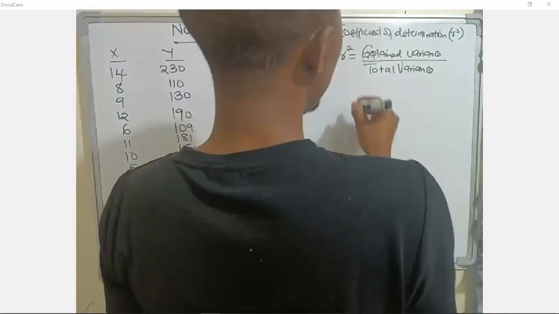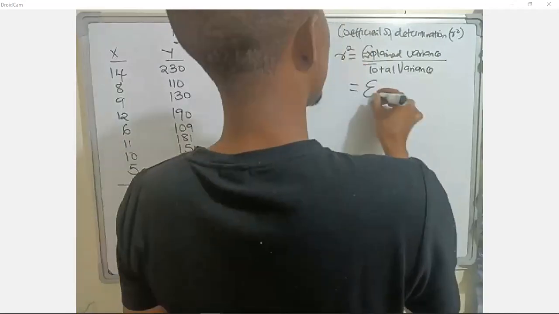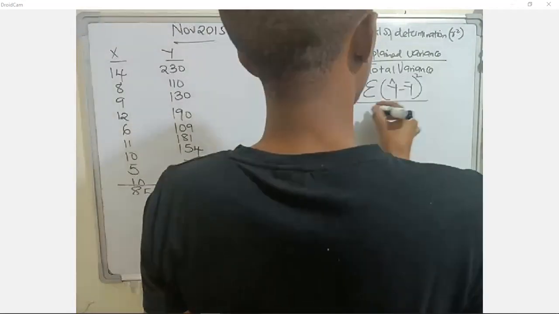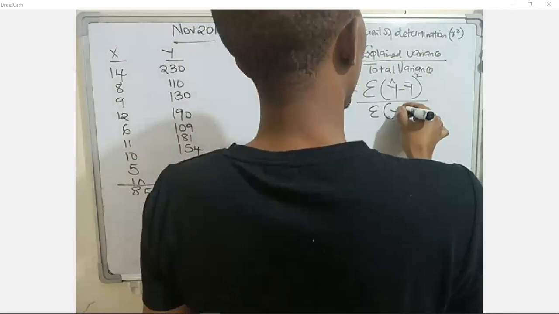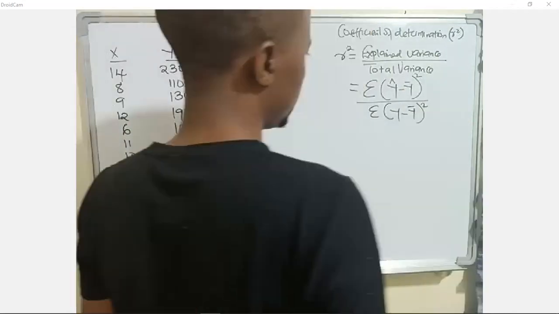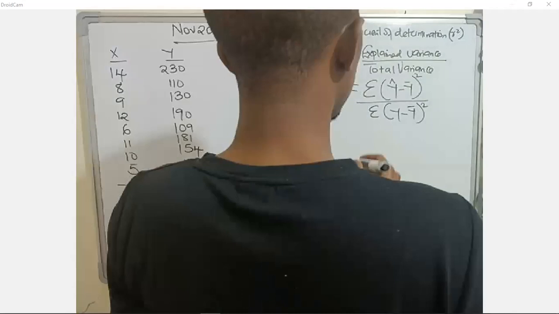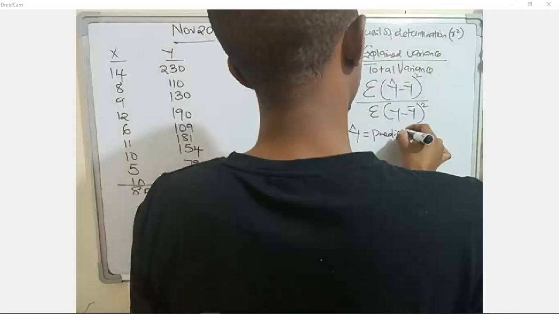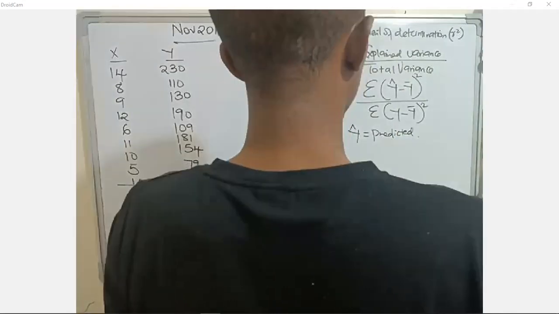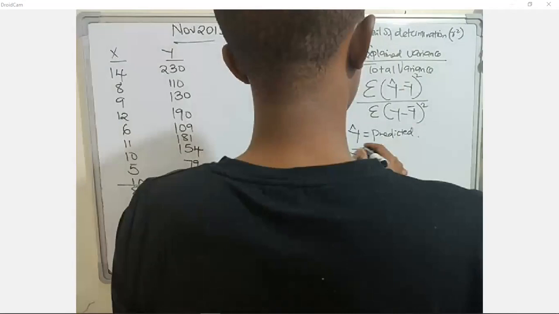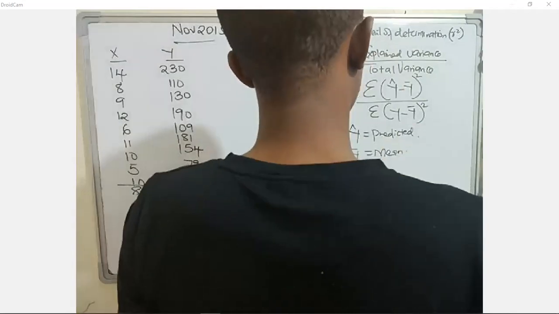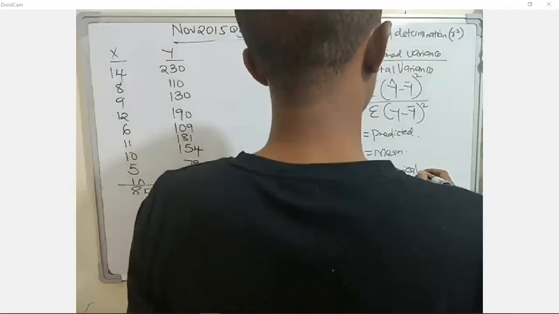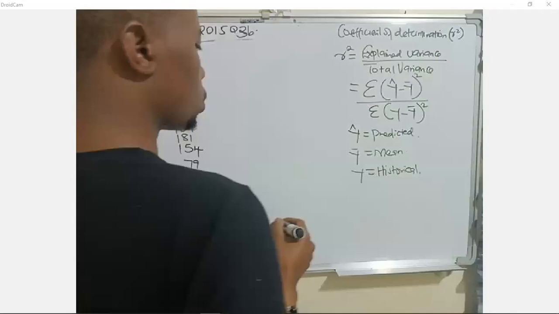In simple terms, I need to take the summation of y predicted minus y mean squared, and divide by the summation of y minus y mean squared. In this case, this is our y predicted, this one is our mean, and this one is historical, the one given by the examiner. So how are we going to get our mean?